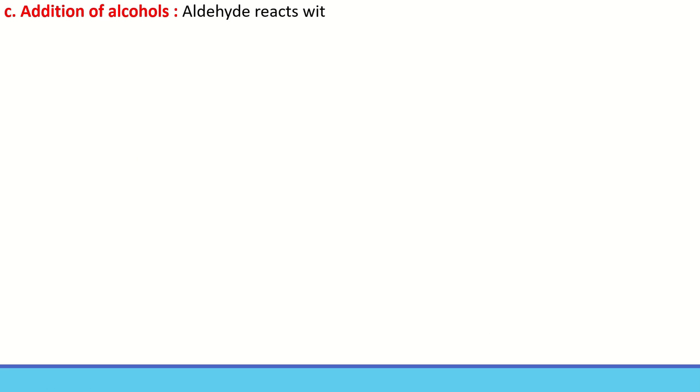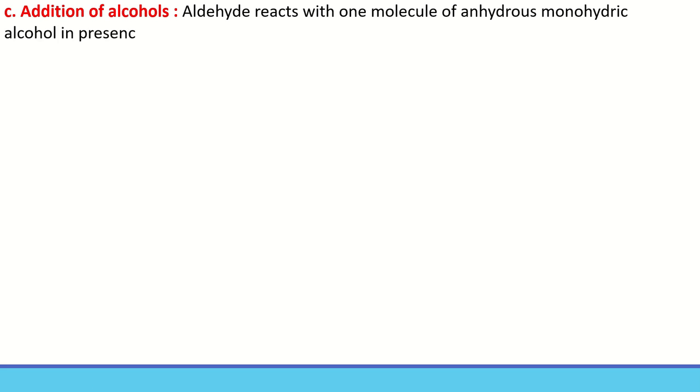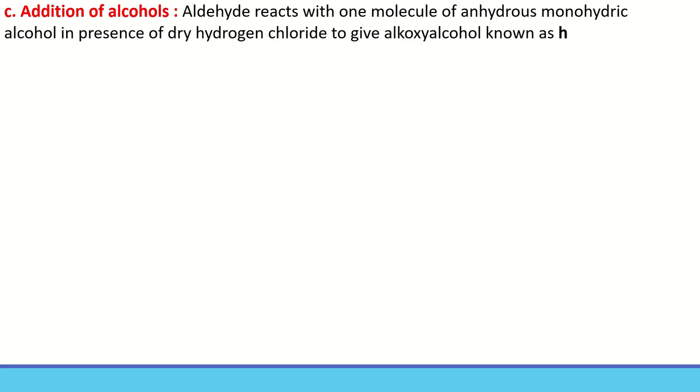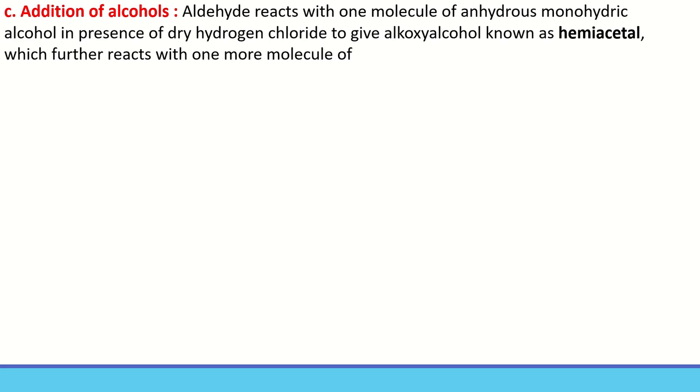The last reaction, that is addition of alcohol. Aldehyde reacts with one molecule of anhydrous monohydric alcohol in presence of dry hydrogen chloride gas to give an alkoxy alcohol known as a hemiacetal, which further reacts with one more molecule of anhydrous monohydric alcohol to give a geminal dialkoxy compound known as acetal.